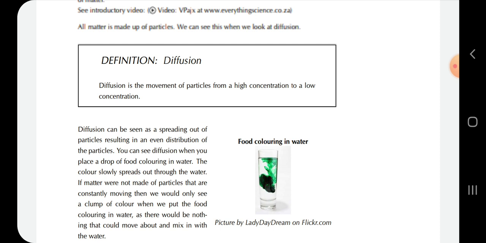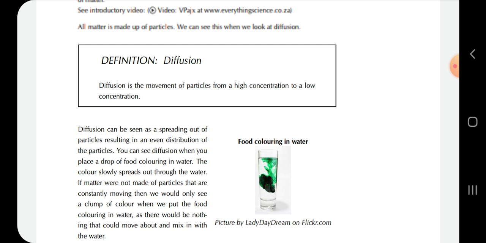You can see diffusion when you place a drop of food coloring in water. The color slowly spreads out through the water. If matter were not made of particles that are constantly moving, then we would only see a clump of color when we put the food coloring in water. Because matter is made up of small particles, they fill up the glass.